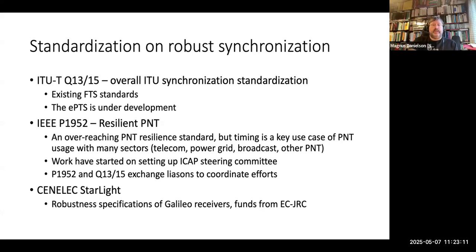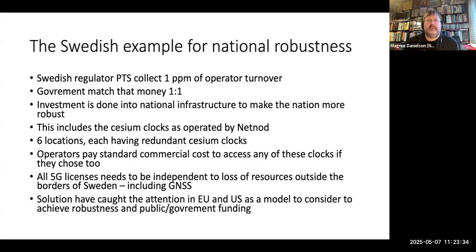I also noticed the European Commission spent money to do a project called Starlight, which is standardization of Galileo timing receivers. And we now have a good standard for that. We didn't have that before. So that's an interesting development too. That kind of fits the larger picture.